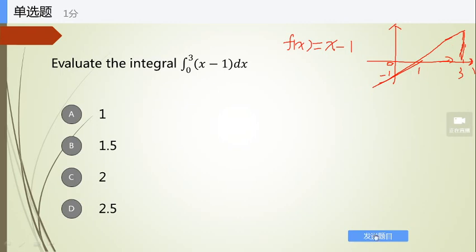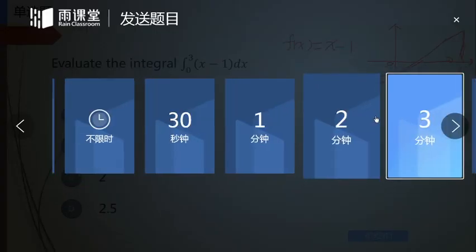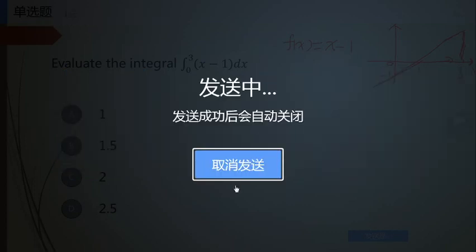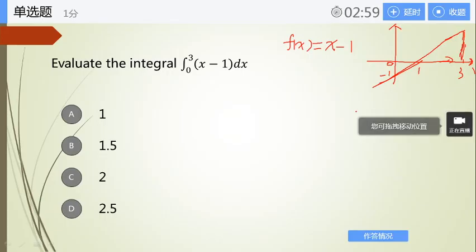I will give you 3 minutes to finish this quiz. And that is all about the lecture today. We finished section 2, and next time we're going to start section 3.